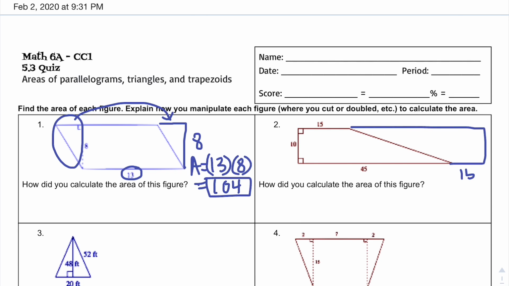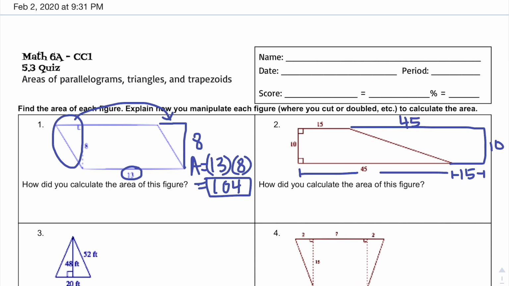This would now be 15 from this short end, and then 45 for this long end, and then 45 would transfer here, making this a complete rectangle with these two different bases completing one another. And the height would still be 10 on the right.